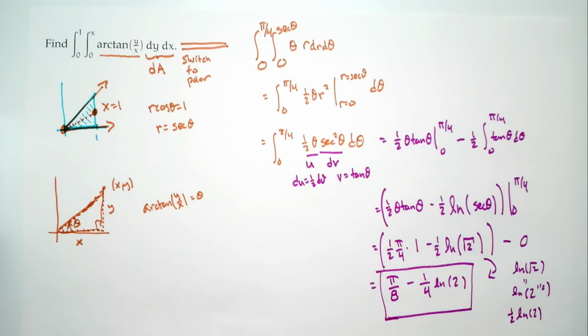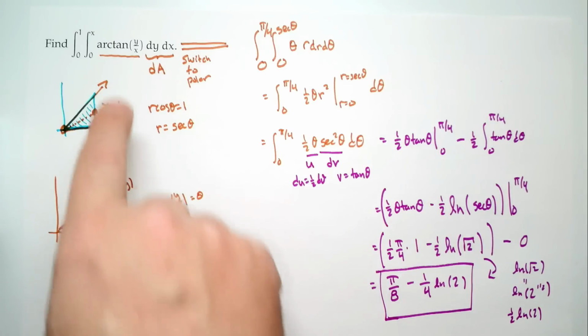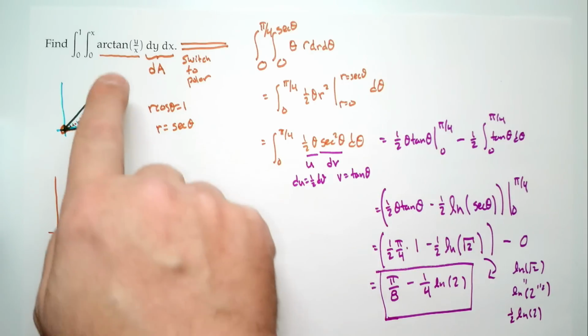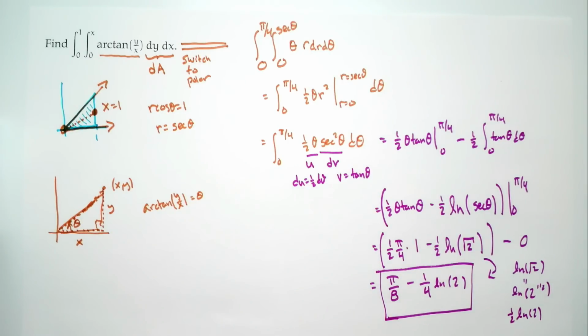All right. The power of switching coordinates. Now, could you have done this in another way? You may have. I think if you did integration by parts here and didn't go crazy, it could work. But I feel like this is a little bit simpler process. And that's our goal. We want things to be simple. We want things to work out nicely.